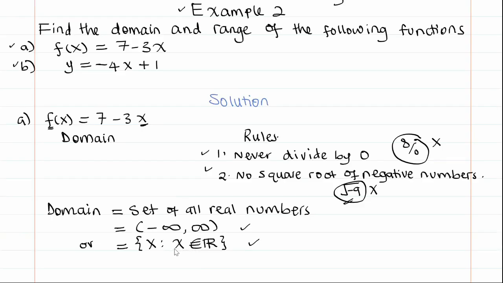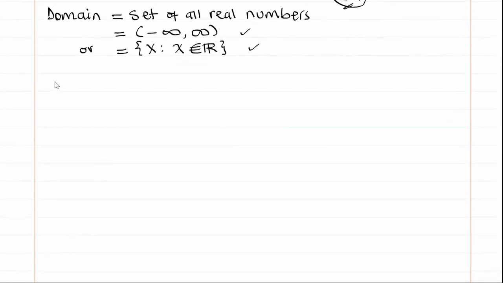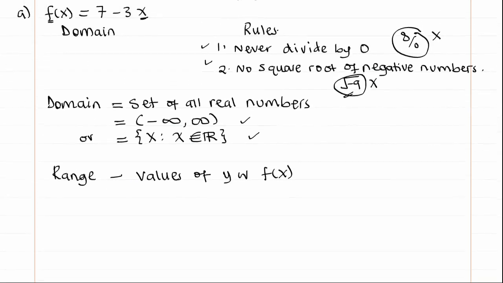Now let us go to the range for the same part A. Remember, we say range is a set of the values of the function y or the function f of x. These are the output values. For us to get the range, we let the function y be 7 minus 3x, and then we make x the subject of the formula.